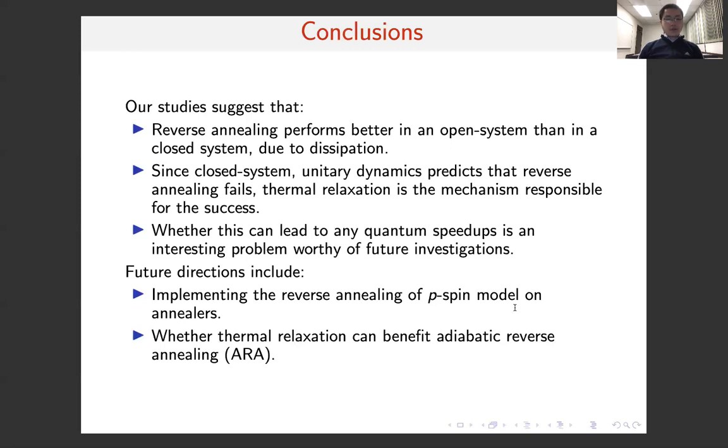Further directions include implementing this reverse annealing on actual annealers, and also whether thermal relaxation can also benefit the other formalism of reverse annealing, the adiabatic reverse annealing too.